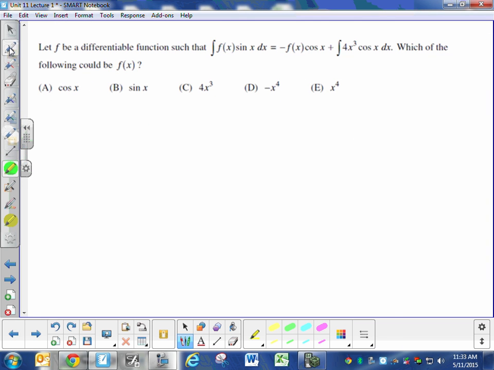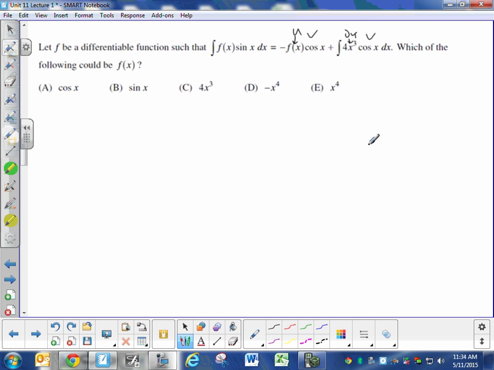Here's another problem. Here we have the antiderivative of f of x sine x. We say that's equal to negative f of x cos x plus the integral of 4x cubed cos x. Which of the following could be f of x? Well, you got to figure this is uv minus v du. Well, if v is repeated, that's got to be v. So that means u has got to be f of x, and this has to be du, 4x cubed.